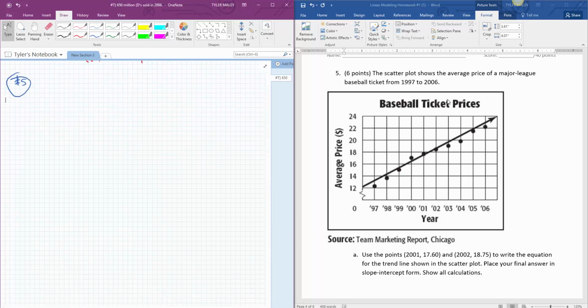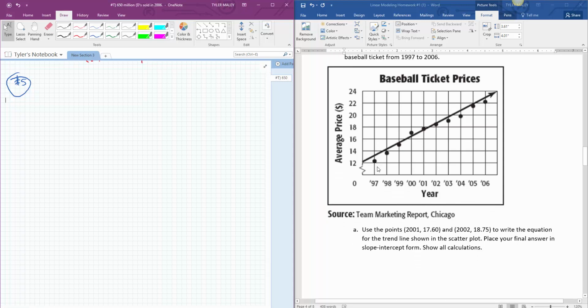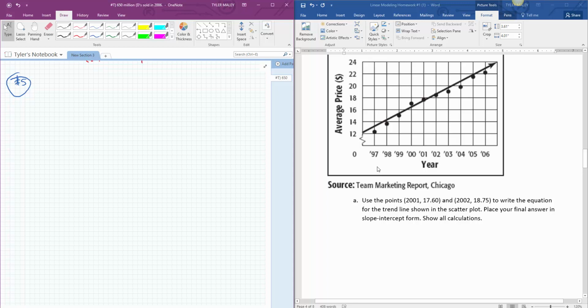So number 5 again has to do with baseball ticket prices. We're given a scatter plot. We're already given a trend line also. In part A, we're given 2 particular points to use to find the equation of the trend line, right? It says place your final answer in slope-intercept form and show all calculations, right? All right, cool. So again, we're starting off with 2 points, just like we've done all along in this example so far, right?